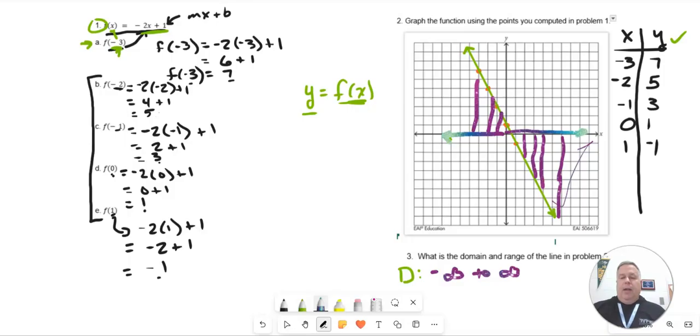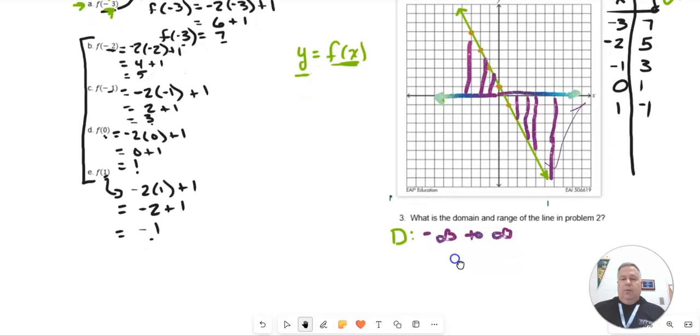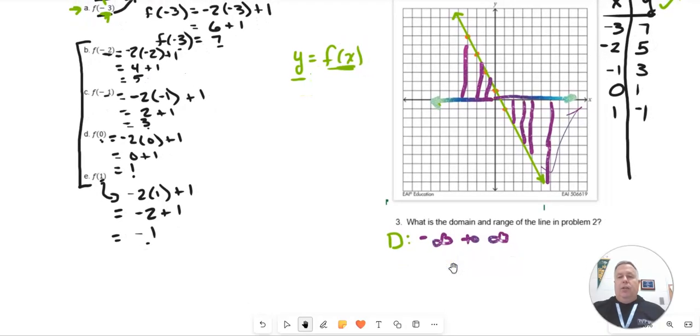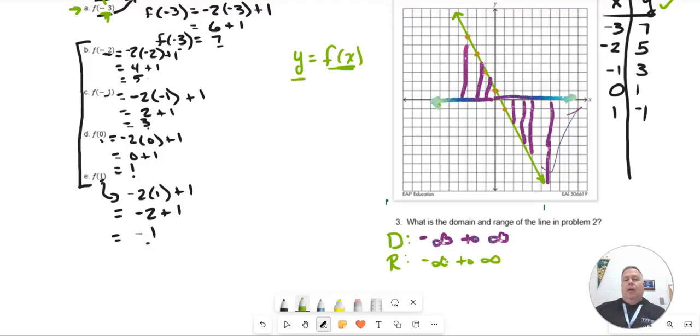Now let's take a look at the range. We'll slide this up just a little bit. The range is all the y values that go into the function. And much like our domain, this also is negative infinity to positive infinity. Okay. Now, if this was a parabola, of course, we can ask a lot more questions than this, just like you did on your first test.